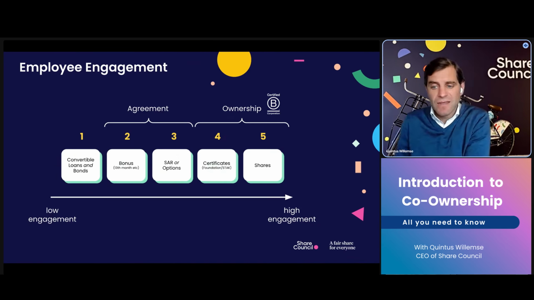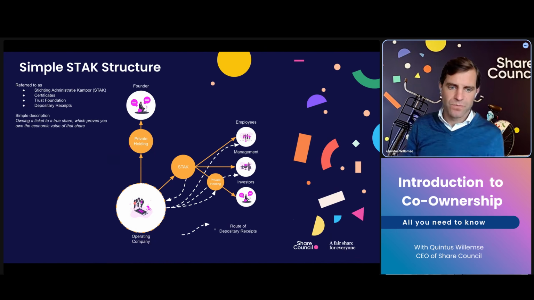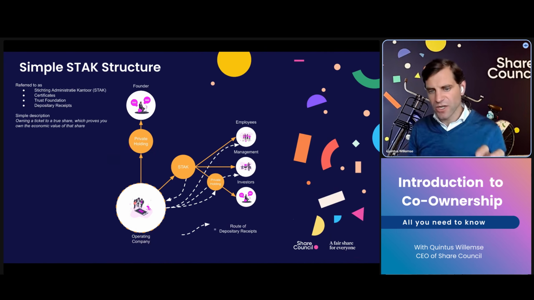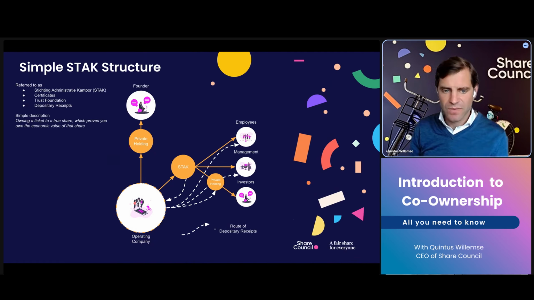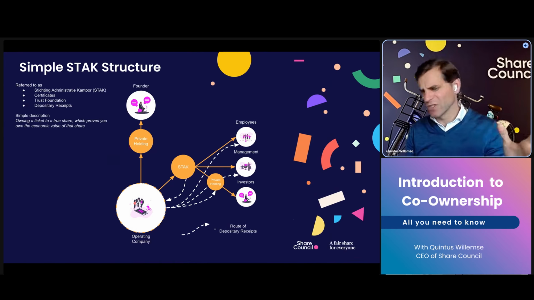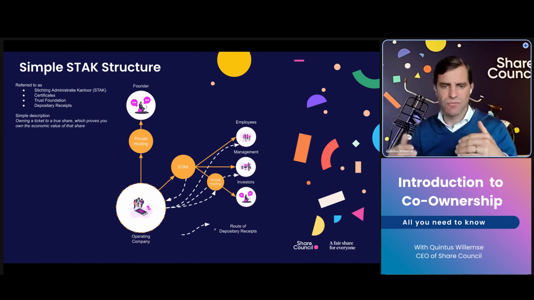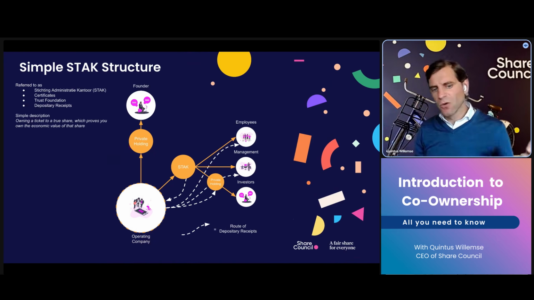What you see here is a lot of lines. I agree with that. The structure is actually pretty straightforward. A foundation owns shares, gives depository receipts on those shares back to the company, and that company can sell those depository receipts to employees or management, which is also employees, but often has a slightly different status, or investors.